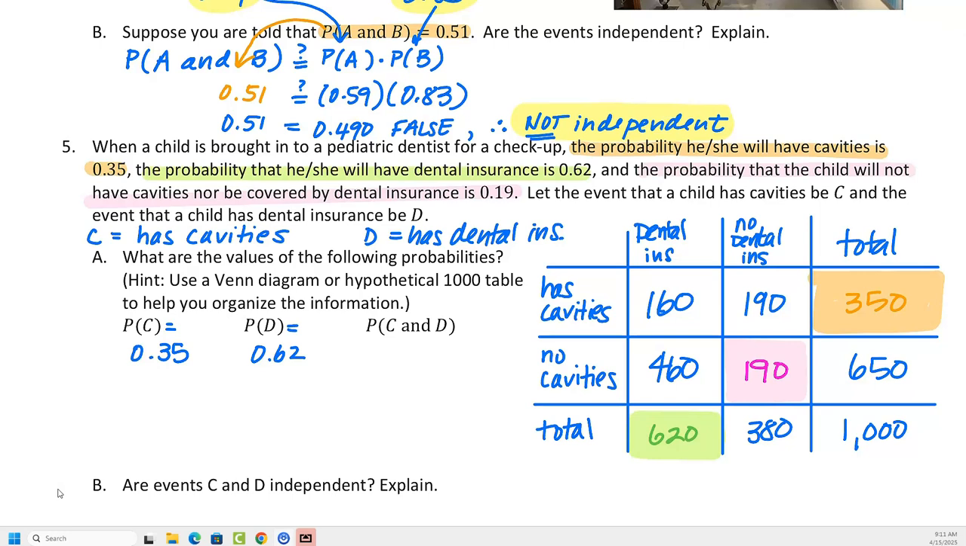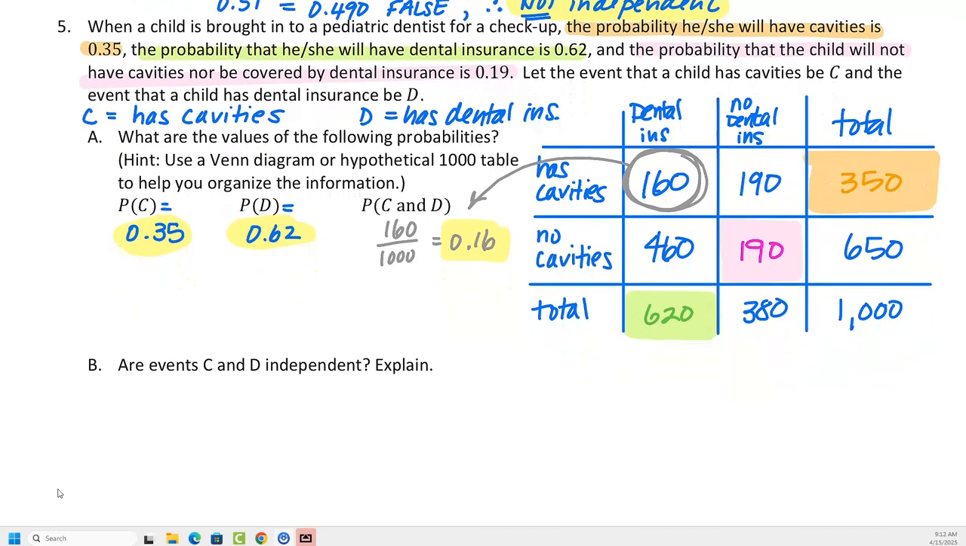So doesn't the probability of C and D, dental insurance and cavities, have to be this cell right here, the 160 out of 1,000, which is the 0.16? Okay, are we okay with that?